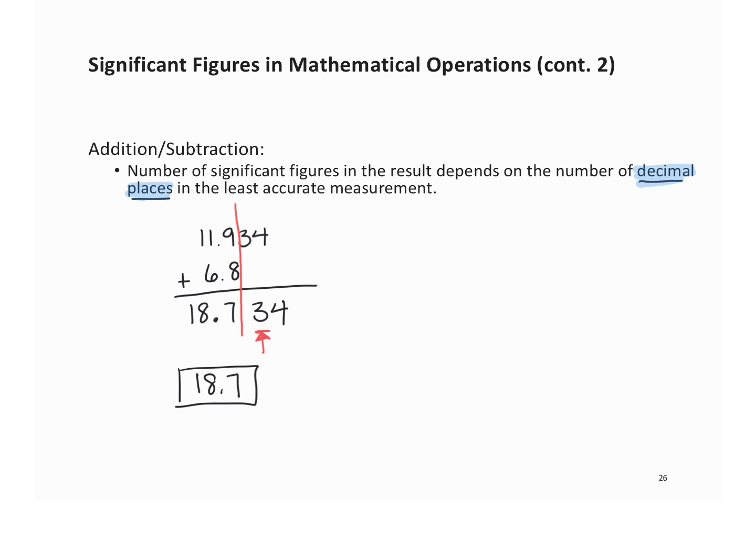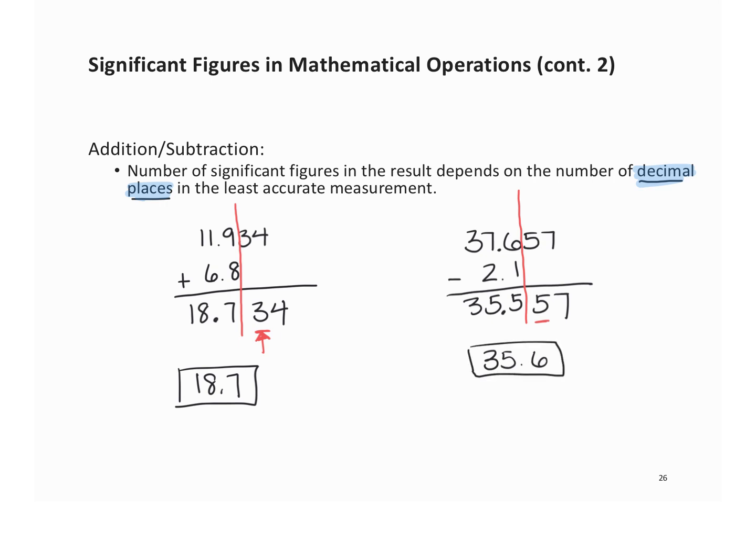Do the same thing for subtraction. If we have 37.657 minus 2.1, right? I line everything up here and I say, okay, when I do this math and I put it in my calculator, it's 35.557, right? And so that's 5 or greater, so it's going to round up. And so that would give me 35.6.